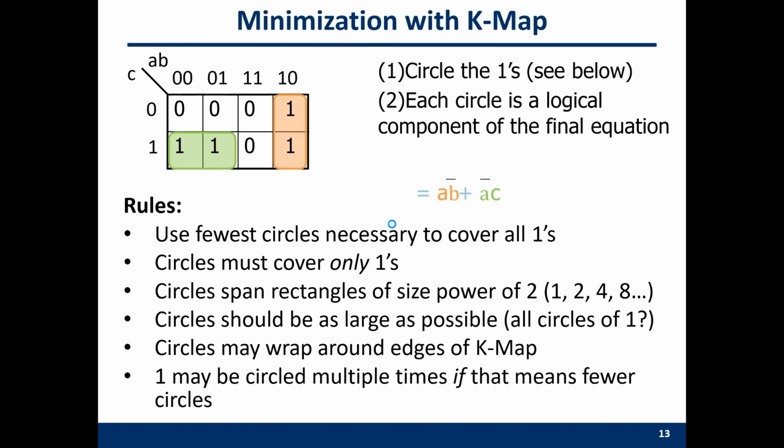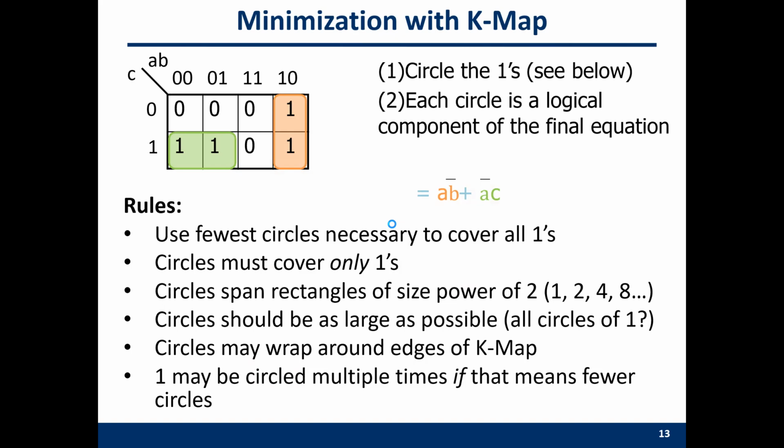So apparently, I can draw a circle like this. I can also draw like this and this. Can I group these three together? No, I cannot. Why? Because the size of the circle can be 3. It has to be 2, 4, 8. So in this way, I can cover all the ones in this map.